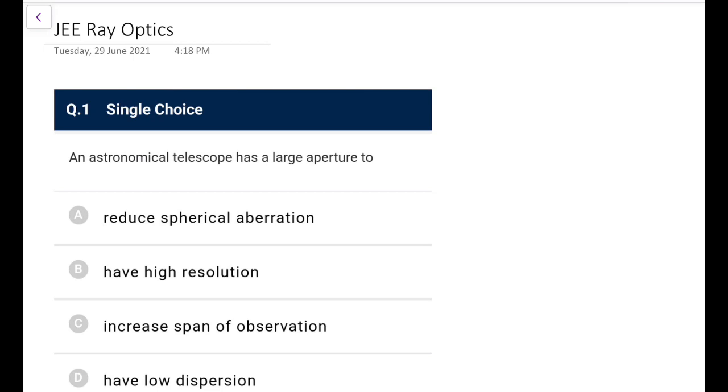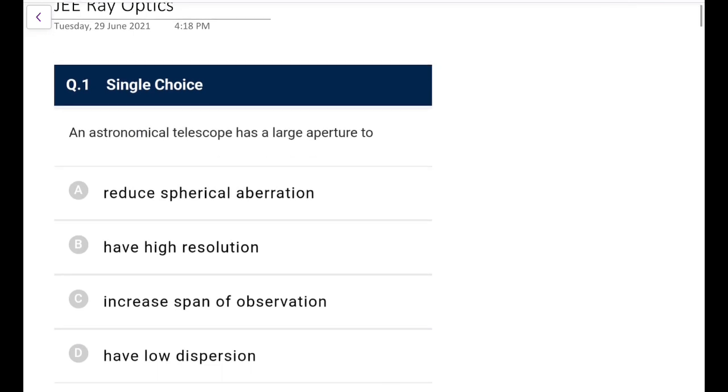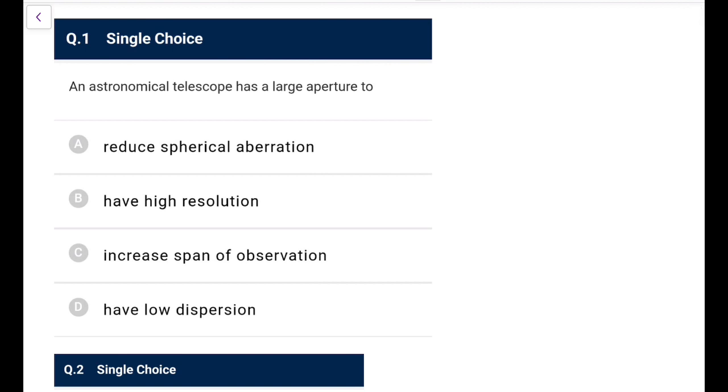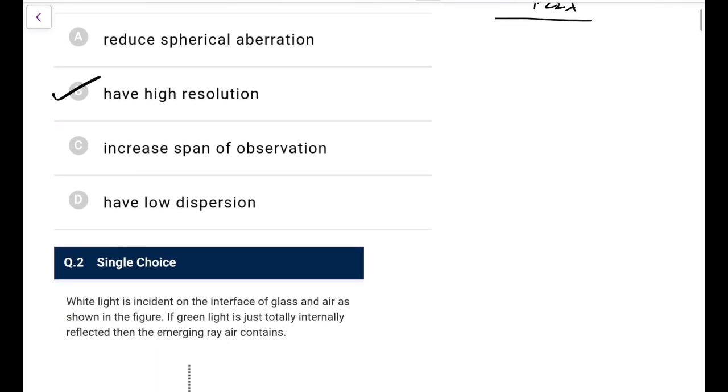Question 1. An astronomical telescope has a large aperture to. That's a very standard question. You do it for your CBSE exams also. A large aperture is used to have a better resolution. For the resolution, you know that the limit of resolution is typically 1.22 lambda by d, and resolving power is the inverse of that, that is d over 1.22 lambda, where d is the diameter. So the higher the diameter, the larger the aperture, the better the resolution.